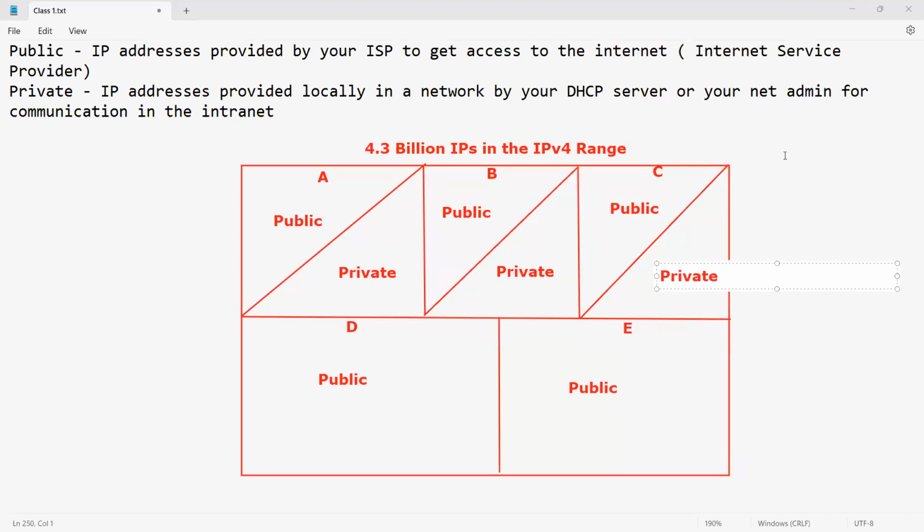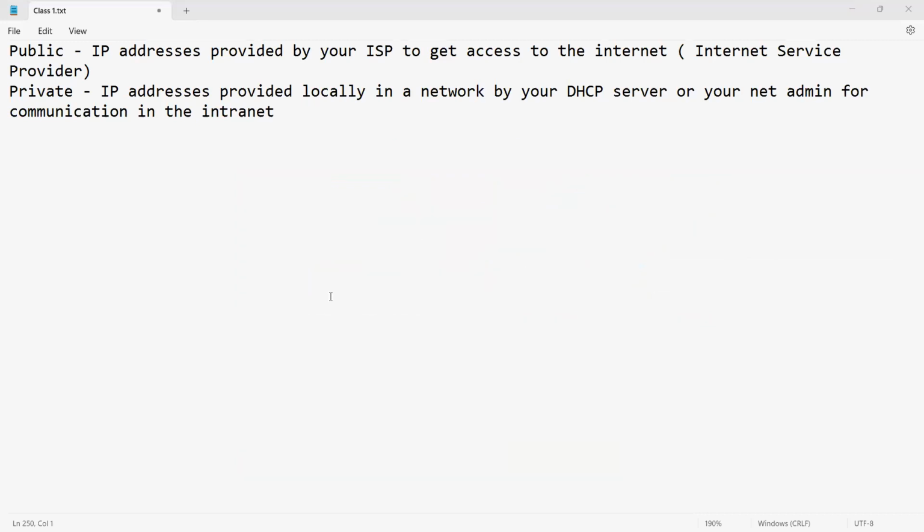Right. So again, as mentioned, guys, you have these two categories called public and private. Each of these categories is provided by a different person or organization. In our home network, we usually have a Wi-Fi router. Let's assume this circle represents the Wi-Fi router, and it is connected to multiple internal devices.